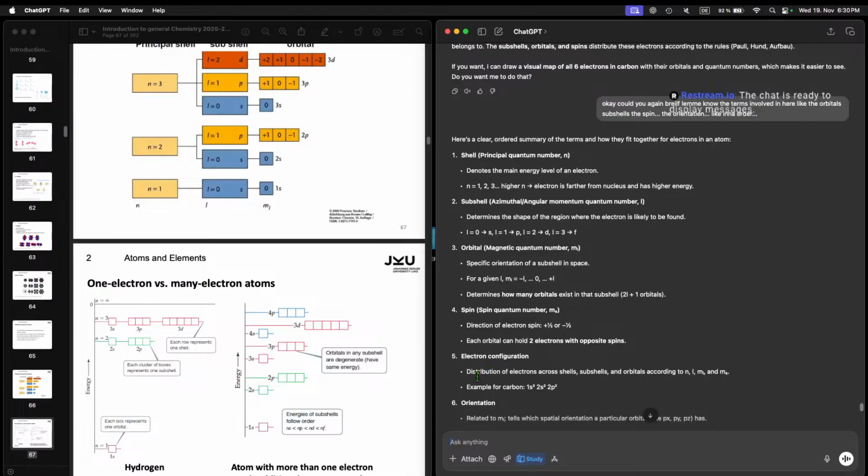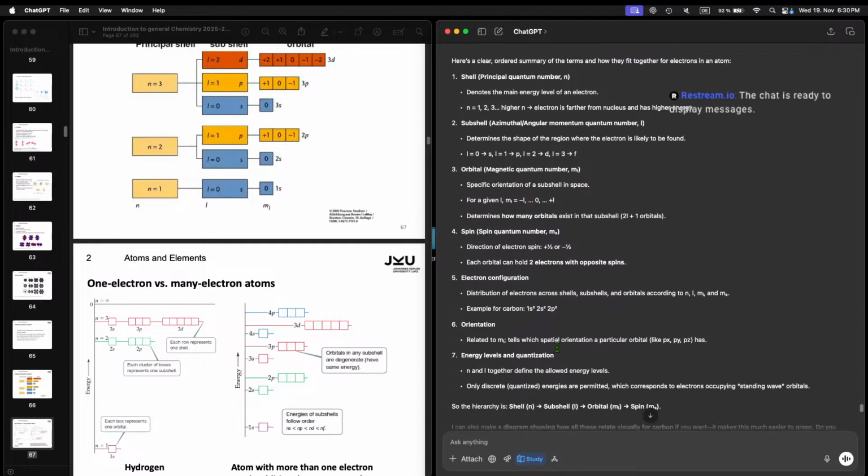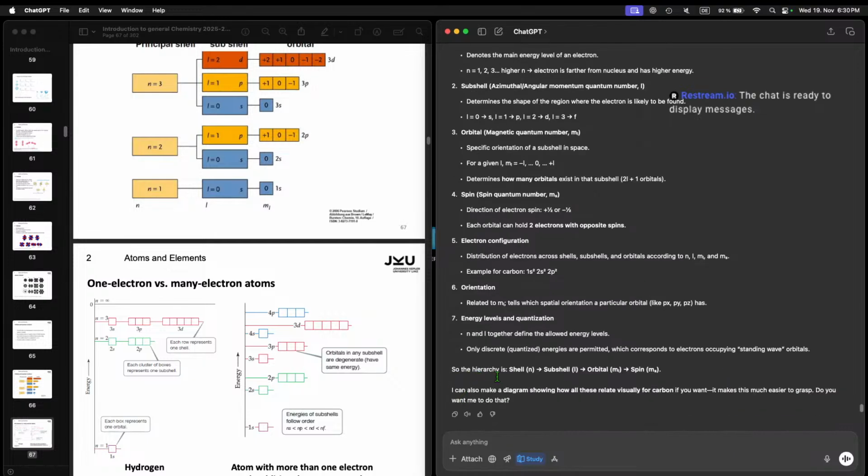Electron configuration is the distribution of electrons across shells, subshells, and orbitals according to energy levels. N and l are two characteristics that define the allowed energy level. Only discrete quantized energies are permitted, which corresponds to electrons occupying standing wave orbitals. So the hierarchy is shell, subshell, orbitals, spin.